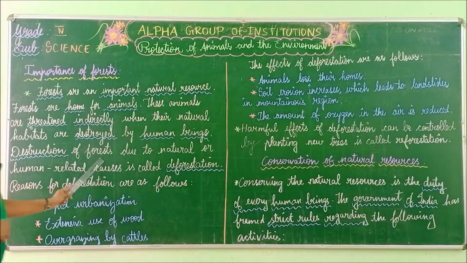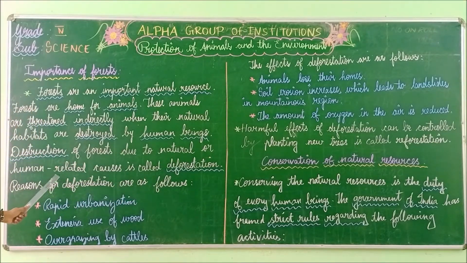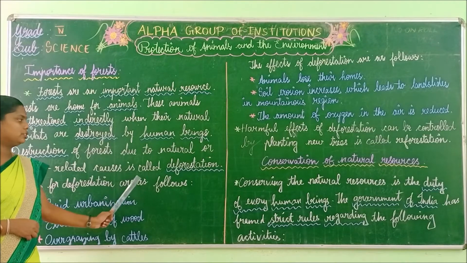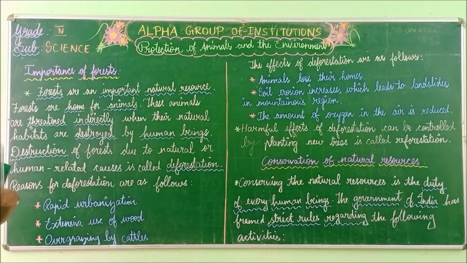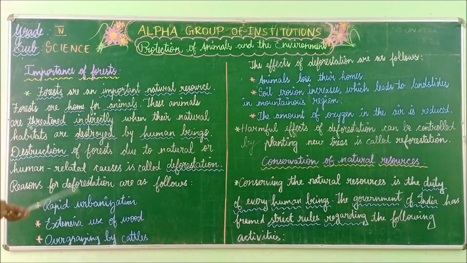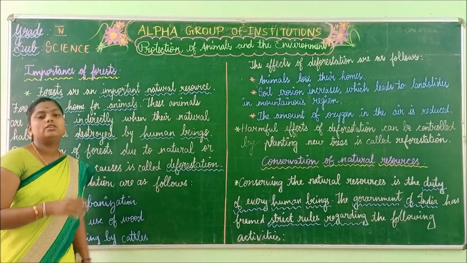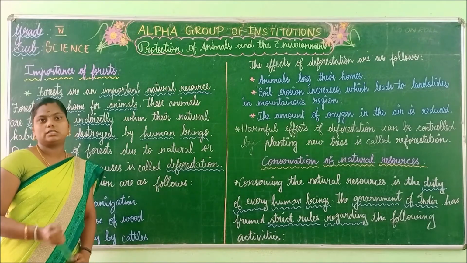Destruction of forests due to natural or human-related causes is called deforestation. So the damage which is given to the forest by nature or human beings is called deforestation. So destroying the forest is called deforestation. Is it clear, children?